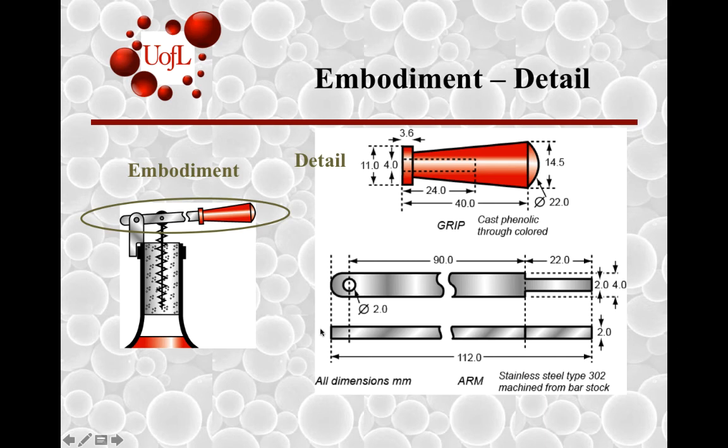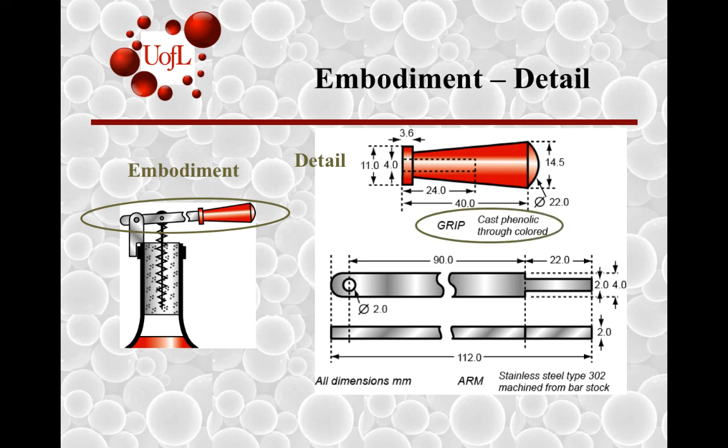And then the portion over here for the lever will be made out of a stainless steel. Okay, and it will be machined from bar stock and it'll look in this kind of shape and we have these kinds of dimensions.